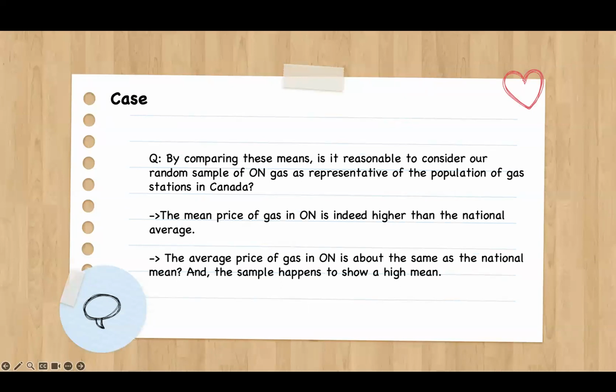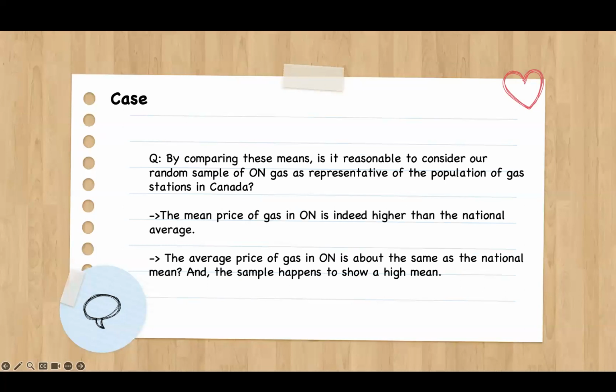I'm going to ask you the question: can we assume that our random sample of 100 Ontario gas stations is representative of the whole population of gas stations in Canada? Actually, we expect to find that the mean price of gas from a sample of Ontario gas stations will be unrepresentative of the population of gas stations because we assume higher prices in Ontario.